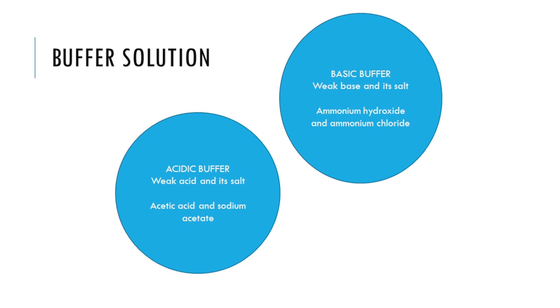What are the examples of a buffer solution? An acidic buffer consists of a weak acid and its salt. For example, acetic acid is a weak acid and its salt is sodium acetate. So acetic acid and sodium acetate is a combination of an acidic buffer.